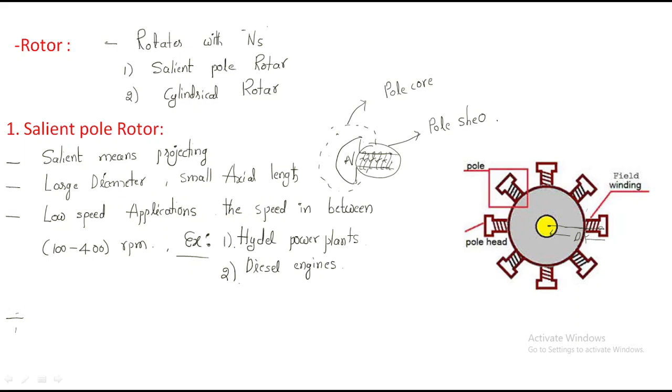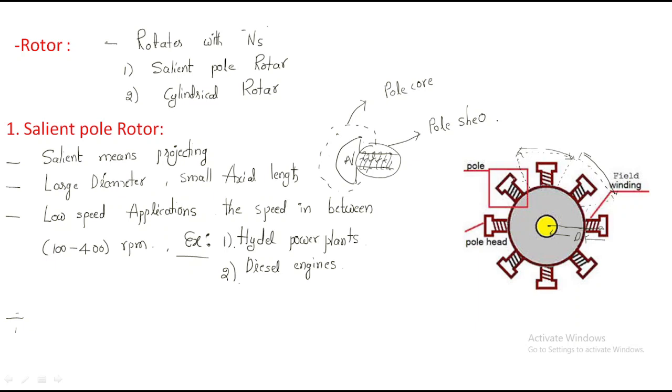And what is pole pitch? Generally there is a gap between these two poles. We have one pole and another pole. This complete area is known as the pole pitch. So this area is the pole pitch of this pole, and this area is the pole pitch of this pole.